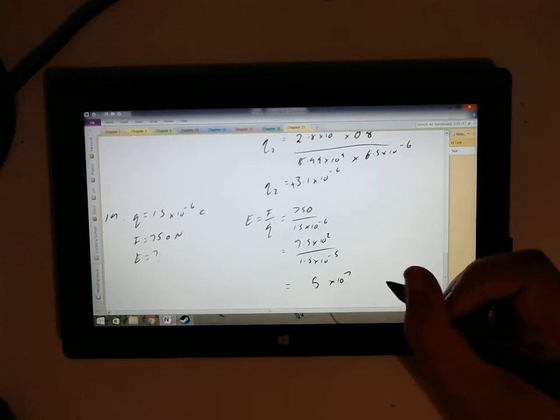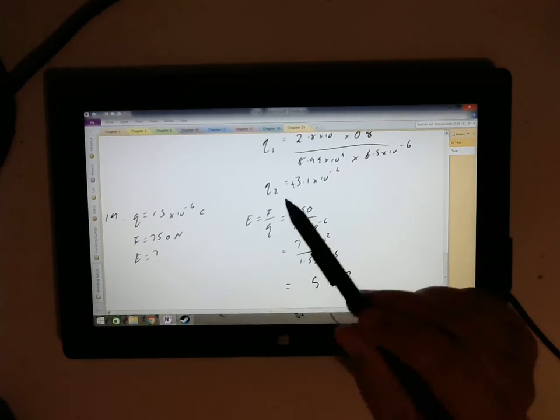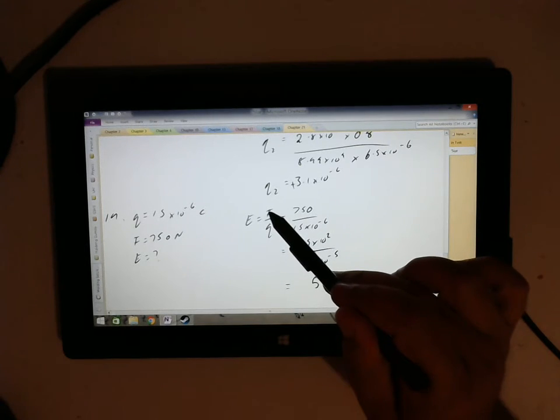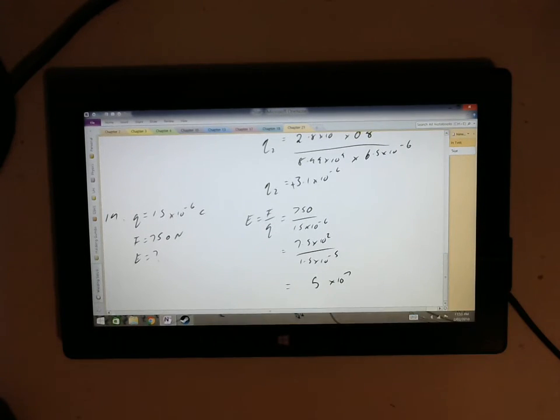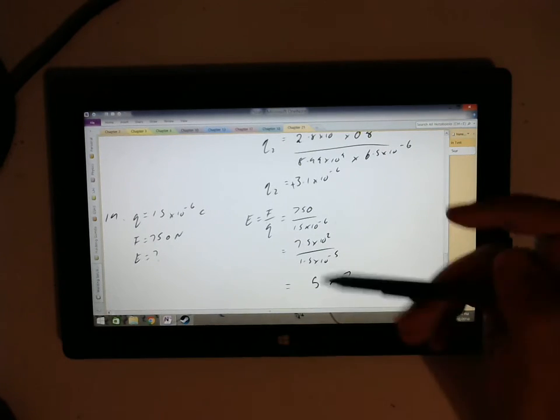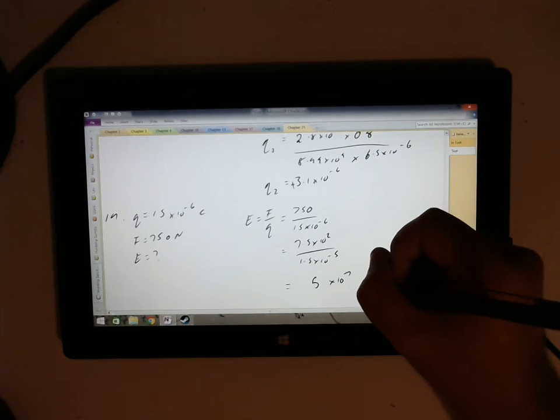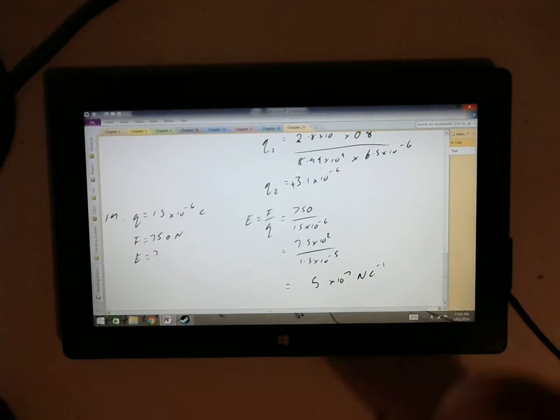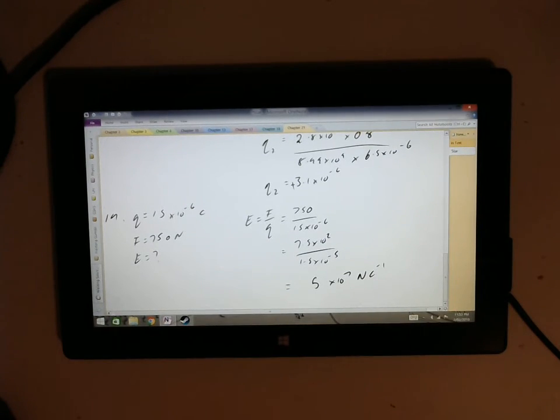Now, it mentions correct units. In this case, we could have newtons over coulombs. There is volts per meter, which is another formula that involves electric field, but we've used forces and coulombs, so let's use forces and coulombs.